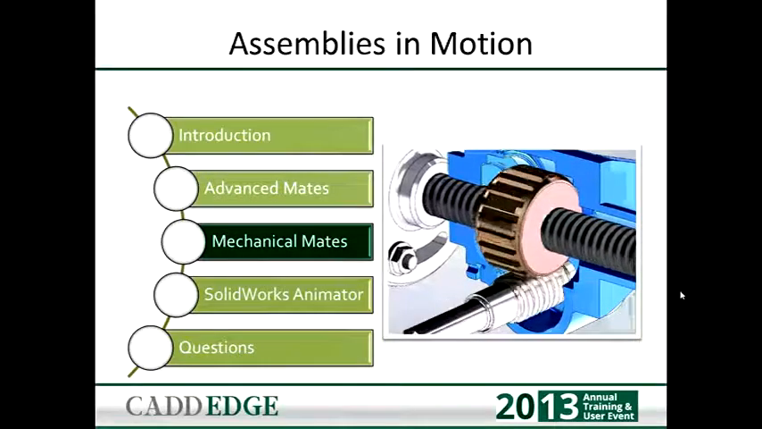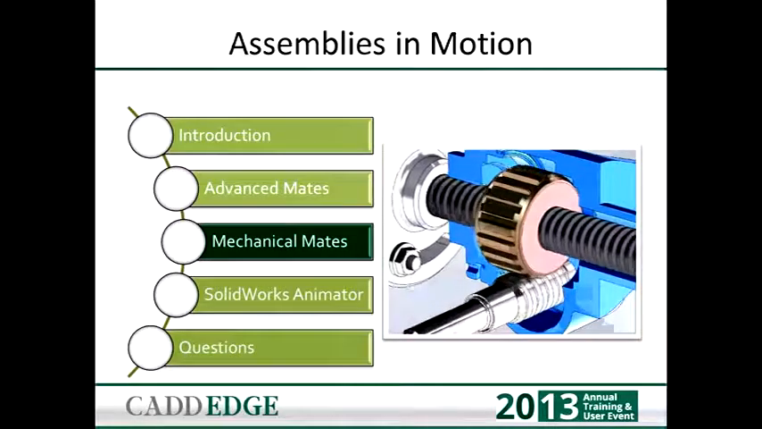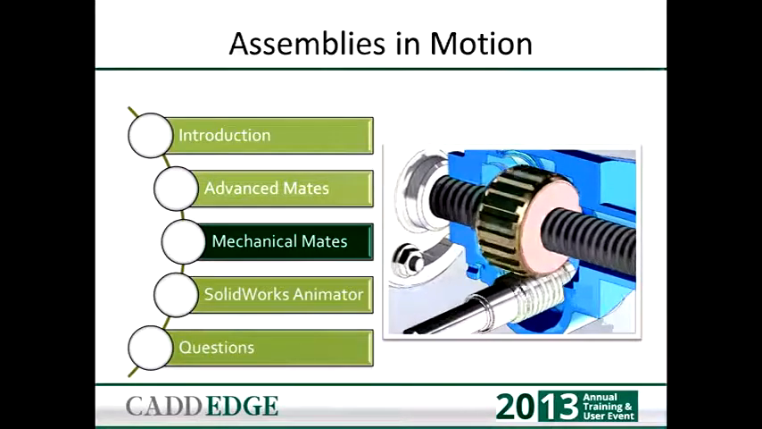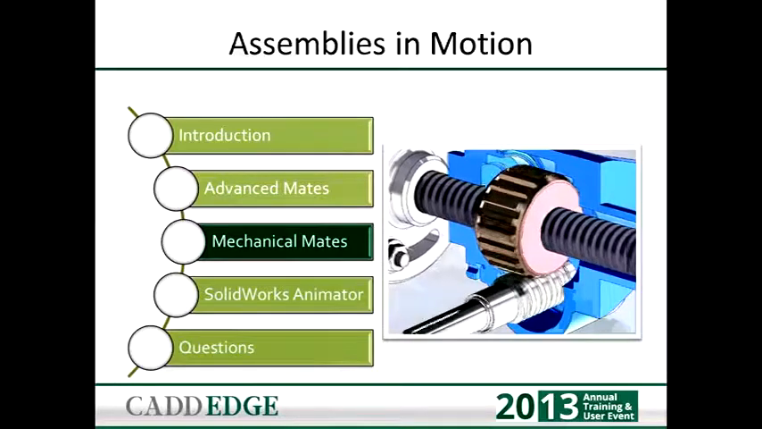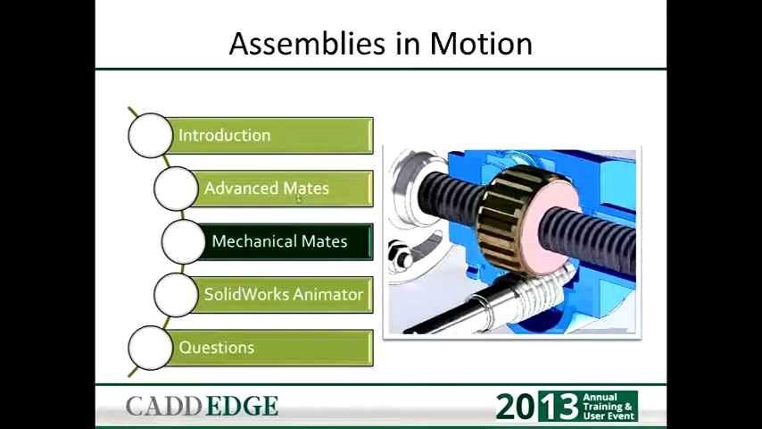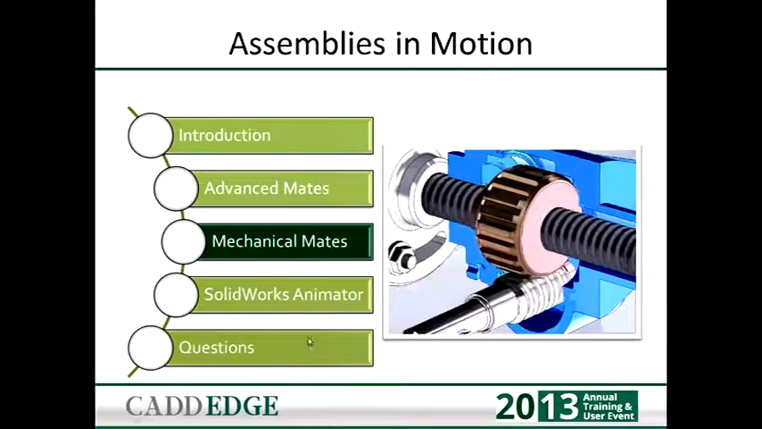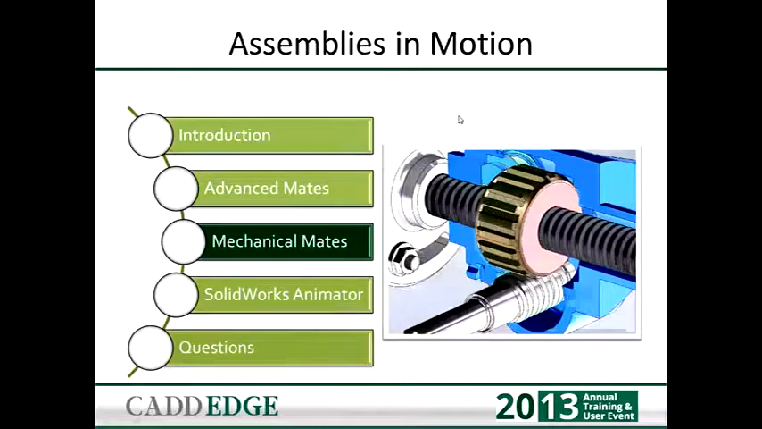Okay, so far what we've touched on are a few advanced mates and mechanical mates to create this type of movement that you see in the animation beside the right side of the screen. The next thing that I want to talk about is a different type of assembly in which we'll talk about a couple other mating types, or a specific mate type that is similar to the slot mate, as well as getting into the SolidWorks animator.